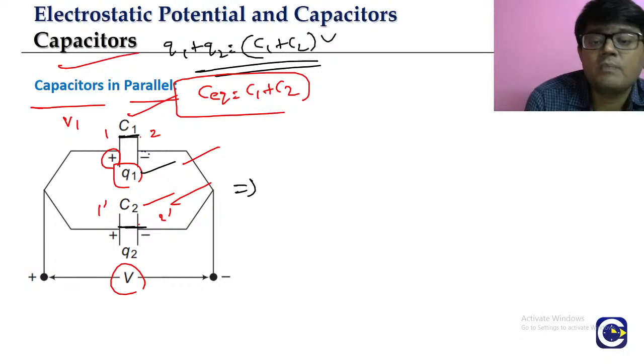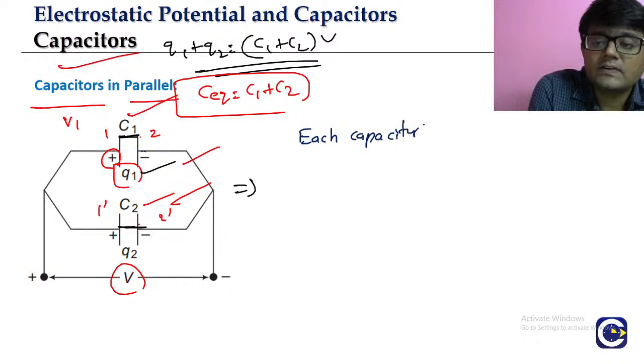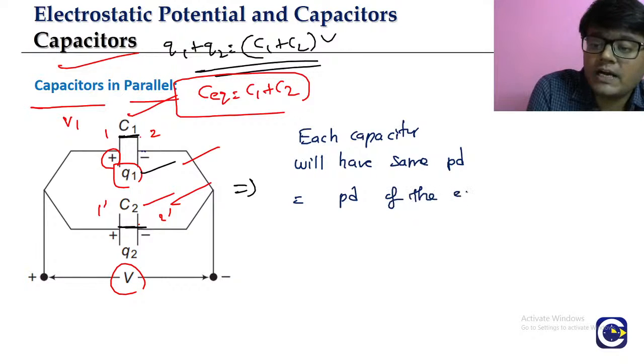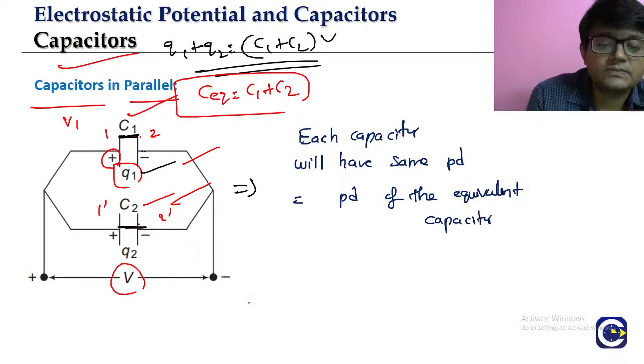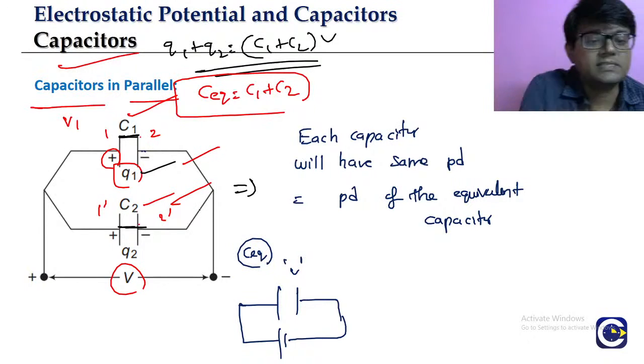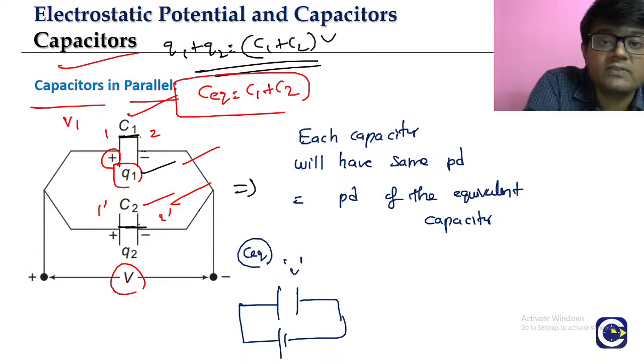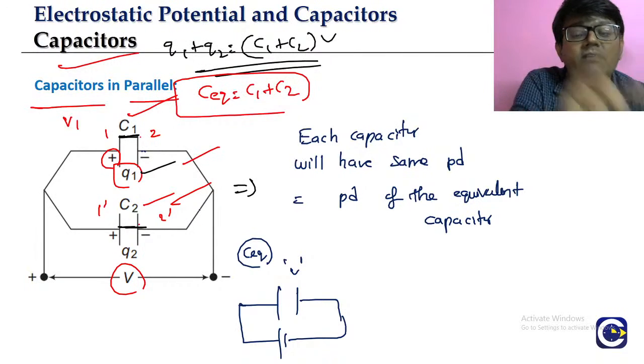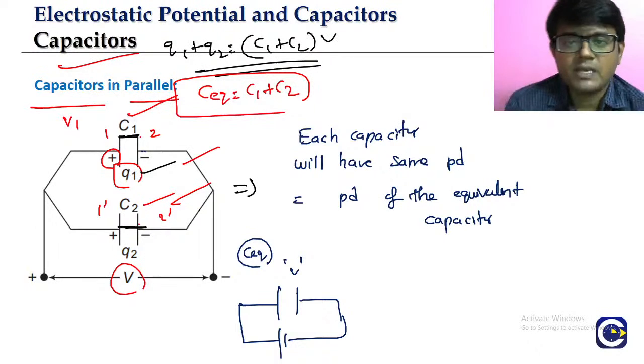If you are having a parallel combination of capacitors, each capacitor will have the same potential difference, which is equal to the potential difference of the equivalent capacitor. So remember, the equivalent capacitor மேல எவ்வளவு இருக்க potential difference? Same தானா? Source voltage. So in the parallel combination, each capacitor will have the same potential difference, which is equal to the potential difference of that equivalent capacitor.